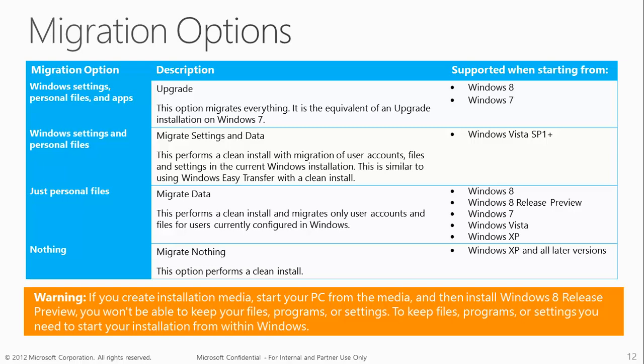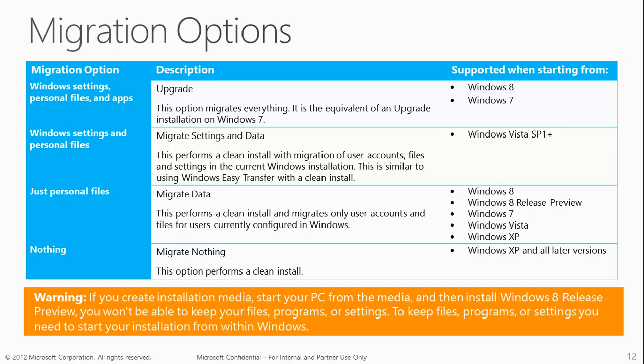The option to migrate just the Windows settings and personal files is going to perform a clean install with the migration of user accounts, files, and settings in the current Windows installation. This is similar to using Windows Easy Transfer with a clean install like we talked about before. You're going to see this option presented whenever you're running Windows Vista SP1 or above, including Windows 7 and Windows 8. So everything after Windows Vista SP1 is going to see this option.